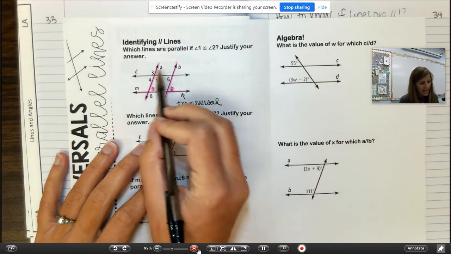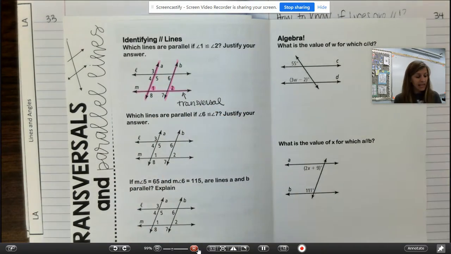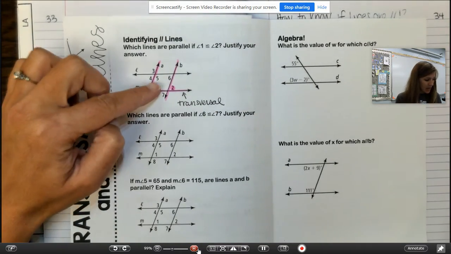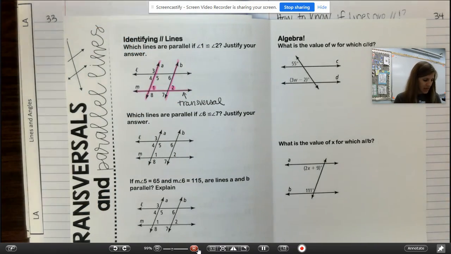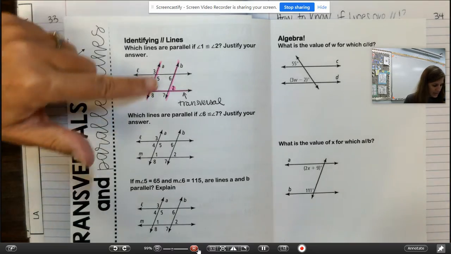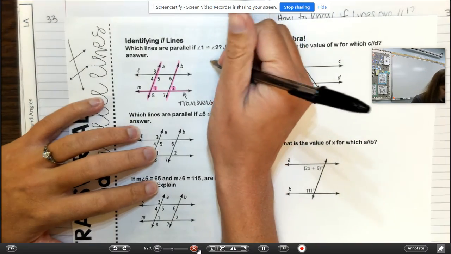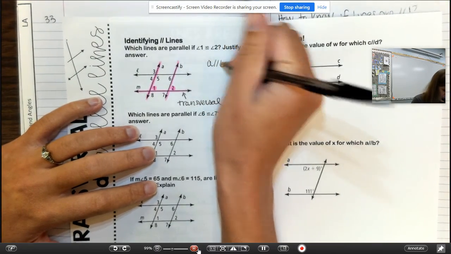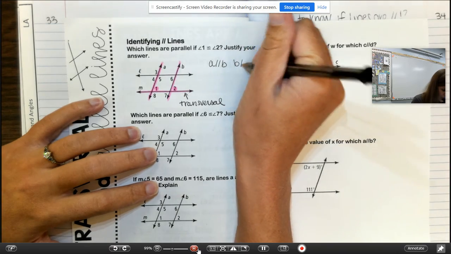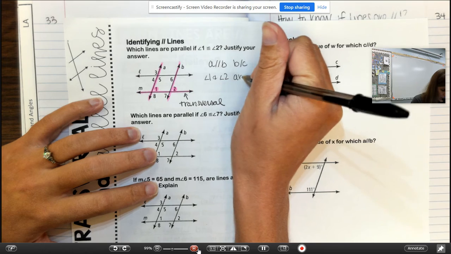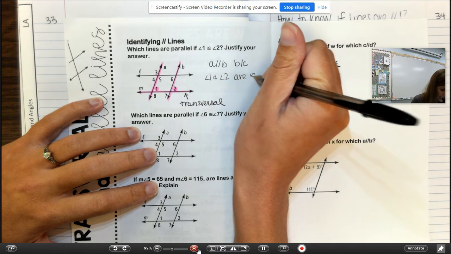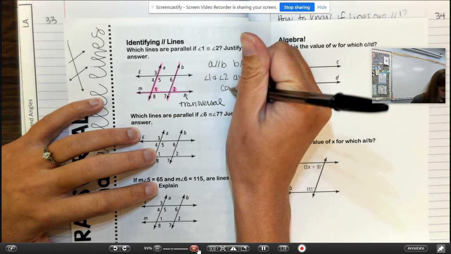And that means that A and B might be your parallel lines. And since angle 1 and angle 2 are congruent and corresponding, then yes, the lines will be parallel, specifically lines A and B. So A will be parallel to B because angle 1 and angle 2 are congruent and corresponding.